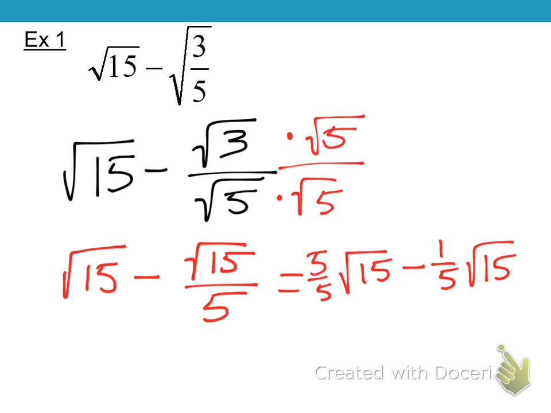So what's 5 over 5 minus 1 over 5? 4/5. So this would be 4/5 times the square root of 15, and we can just put that up top.